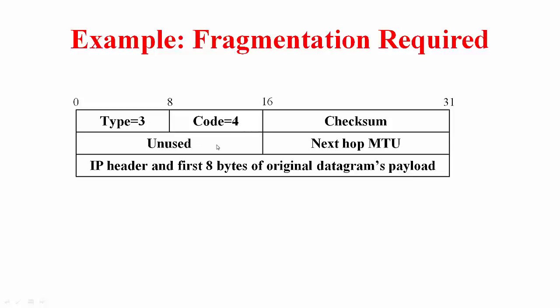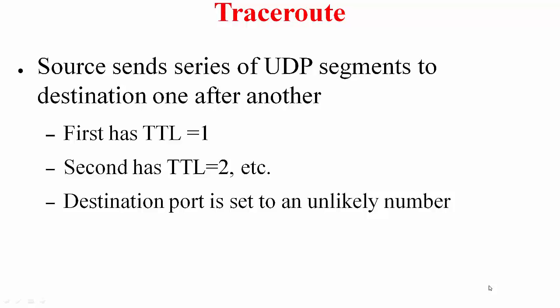These fields are not used, and since it had to drop the packet because the MTU size exceeded, it is also going to specify what MTU size that particular link corresponding to the router is. And it will also specify, as I mentioned earlier, the IP header and the first 8 bytes of the dropped packet. Let me give an interesting example of the use of ICMP to trace the route of a particular packet.